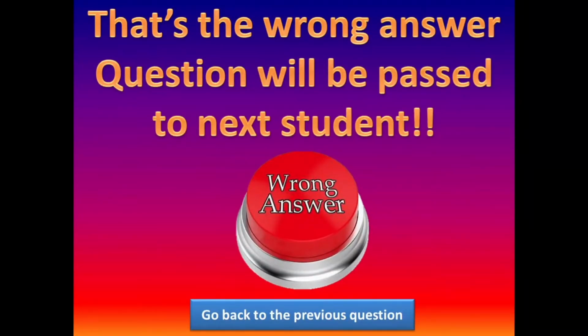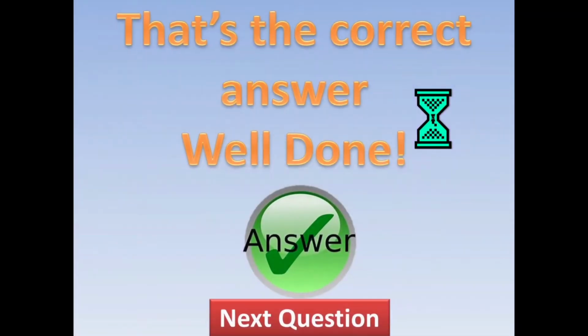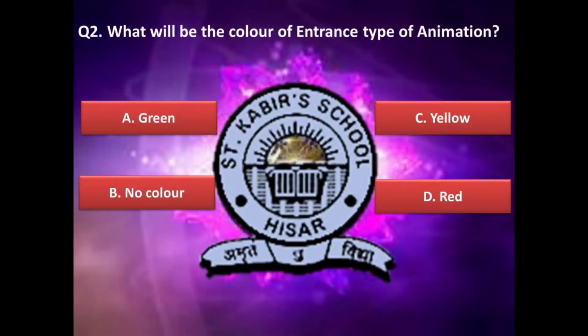And this, go back to the previous question, is also one action button which will take me to the previous question. So which action is performed when I am clicking on go back to the previous question? See. So these four are action buttons, and when I am clicking on the correct answer, this action is being performed. That is next slide. Slide is changing. So this next question is again an action button which will show me the next question.